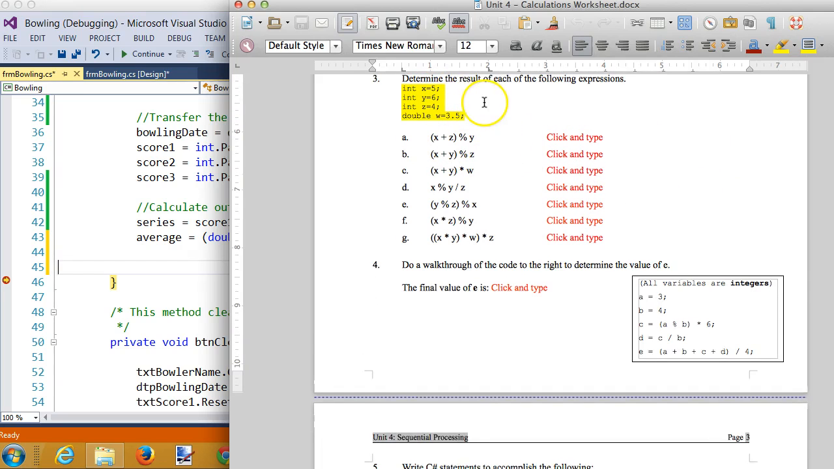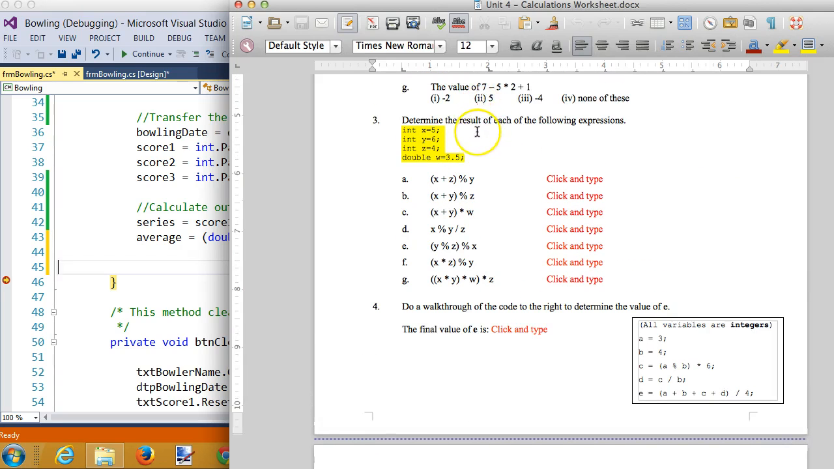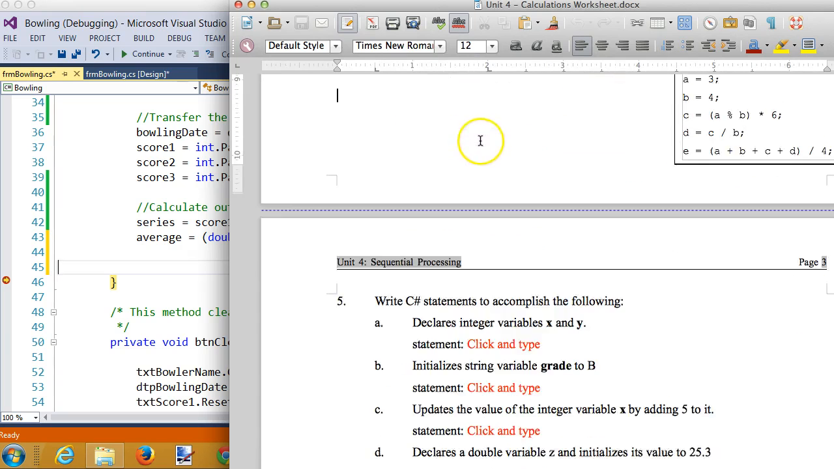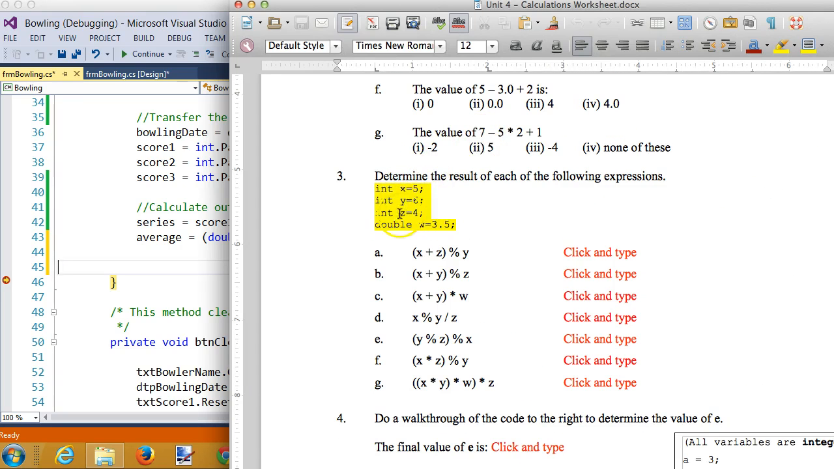If x is 5, it's not going to let me zoom in here. Let's do that one. There we go. If x is 5 and y is 6 and z is 4 and w is 3.5, what answer do you get for these?